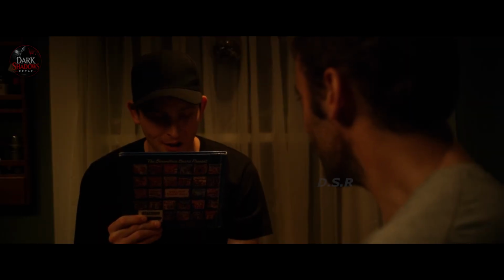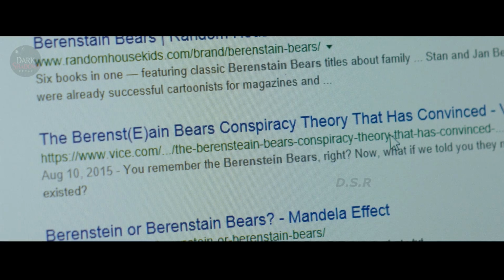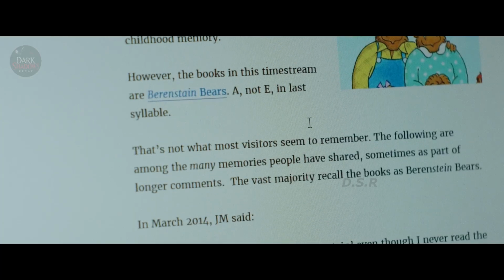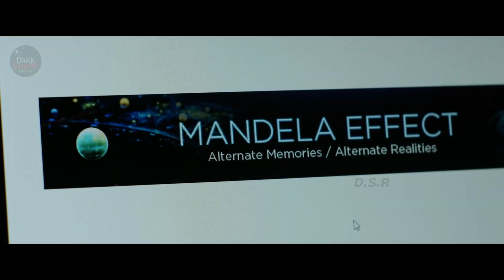Curious about the strange difference, Brendan begins searching the internet. His search reveals that countless people also remember the title as the Berenstein Bears with the letter E. Brendan continues investigating until he eventually discovers an explanation known as the Mandela Effect theory.